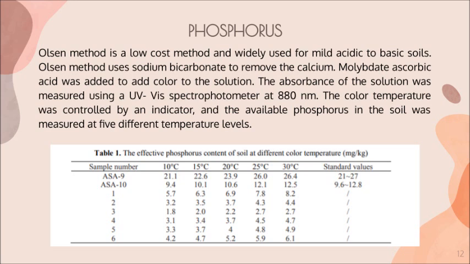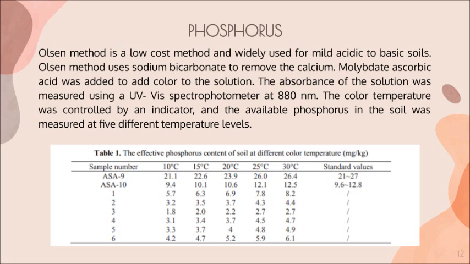At 10 degrees Celsius extraction, the content of phosphorus decreased by 0.9 to 4.9 mg per kg. For 15 degrees Celsius, the phosphorus content decreased by 0.7 to 3.4 mg per kg. For 20 degrees Celsius, it decreased by 0.5 to 2.1 mg per kg. And for 30 degrees Celsius, it increased by 0 to 0.4 mg per kg. These values were compared with the standard temperature, which is 25 degrees Celsius.